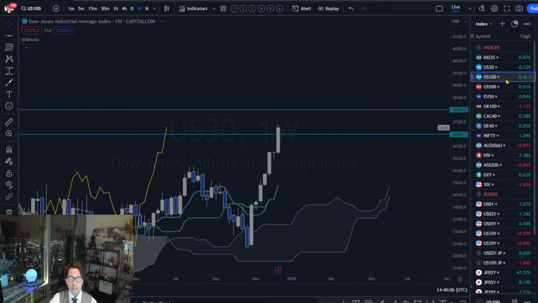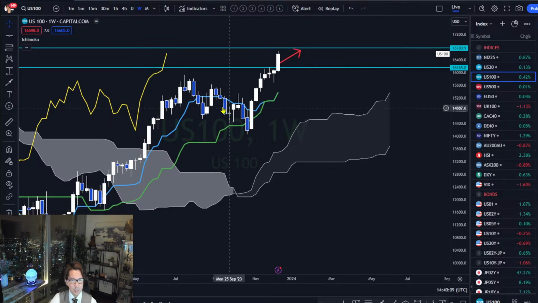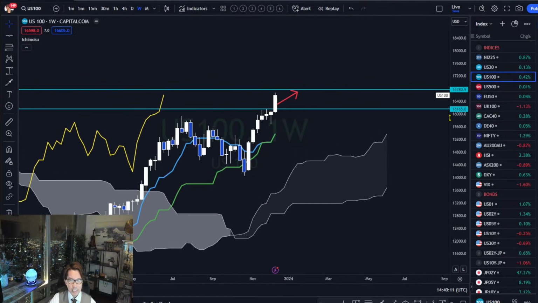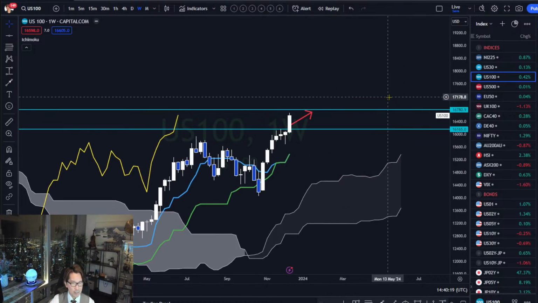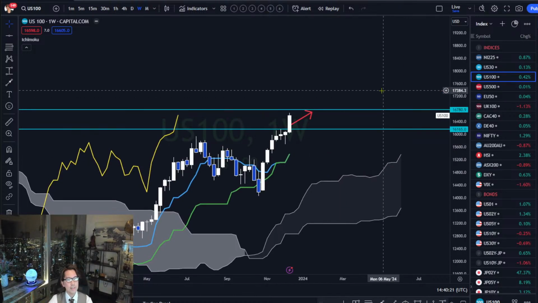Okay, so next is Nasdaq. Nasdaq also broke the resistance level 16,165, and now it's reaching the target of 16,780. And I think it will reach it this week. This is still bullish, so no doubt you can buy and hold.